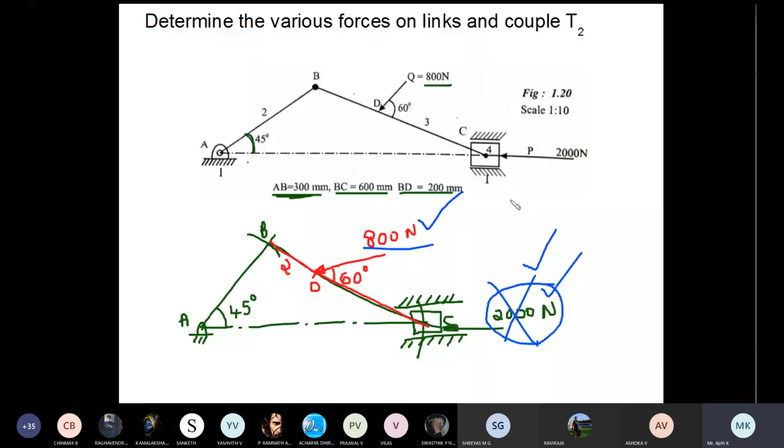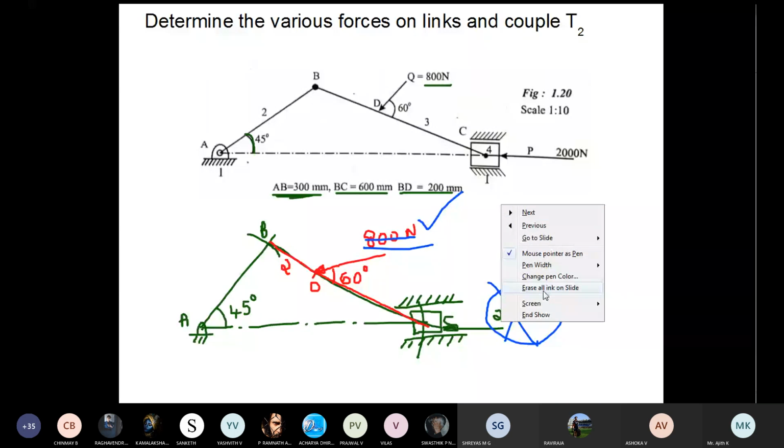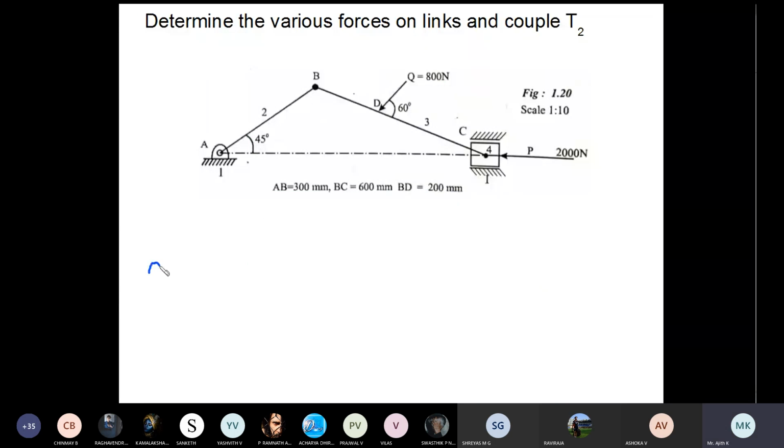So now first part. In the first part, we'll neglect this 800 Newton, we'll consider only 2000 Newton. You can draw one more rough diagram now. For this diagram, scale is not necessary. I'm considering only one force of magnitude 2000 Newton. This is 45 degree.